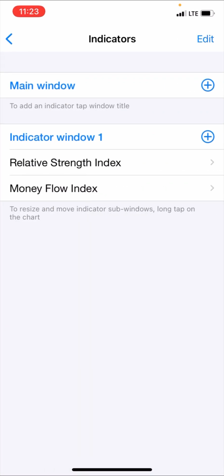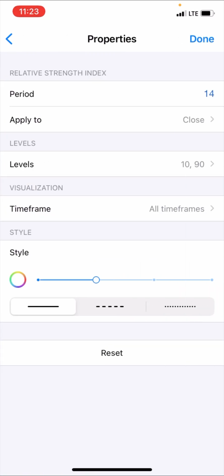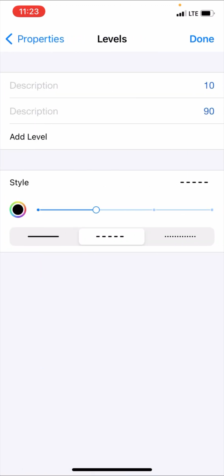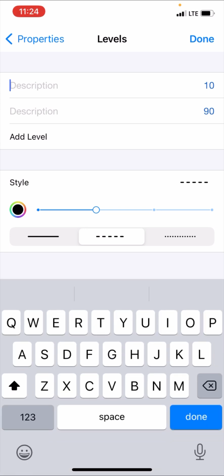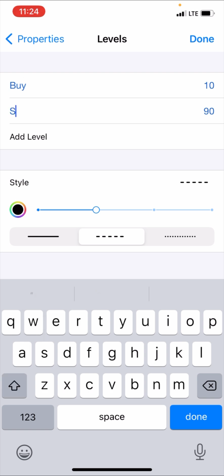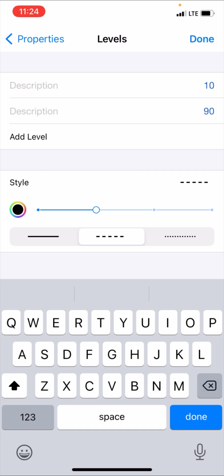Remember, I said we are going to be using the relative strength index and the money flow index. I'll be showing you the parameters, which is period 14, apply to close, levels should be 10 and 90. You can label this the buy zone, while this is the sell region, but that doesn't really matter. If you don't label that, it's still fine.